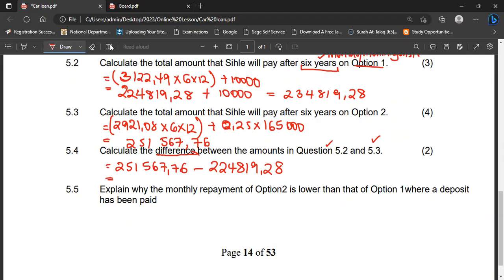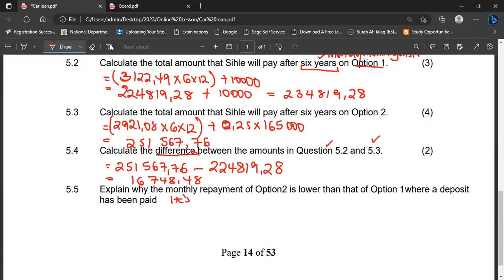So we have our answer as 16,748 rands, 48 cents. That's the difference. Then they say, explain the monthly repayment of option 2. Explain why the monthly repayment of option 2 is lower than option 1 where a deposit has been paid.